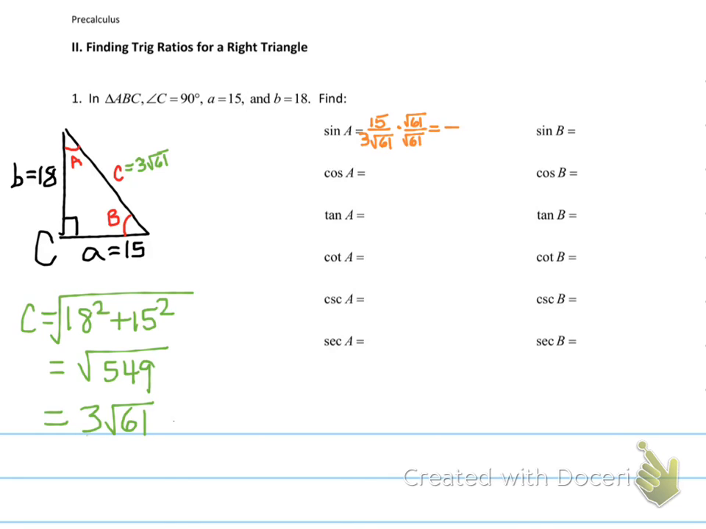So that means left on the bottom, you're going to have 61, and then 3 over 15 you just simplify, which is 5. And then again, you multiplied by that 61. So this is your final answer, sine of A.